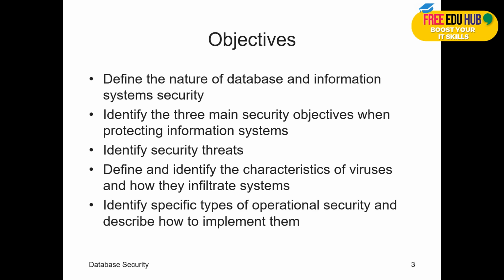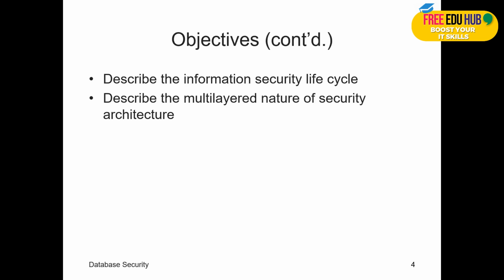Identify specific types of operational security and describe how to implement them. So there will be different models that we can follow in order to protect things. Then describe the information security lifecycle and describe the multi-layered nature of security architecture. We can try our best to protect the data, and that's the maximum we can do. Every new day comes with new challenges.